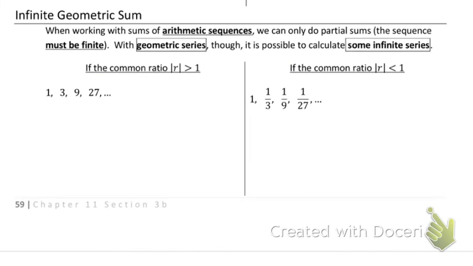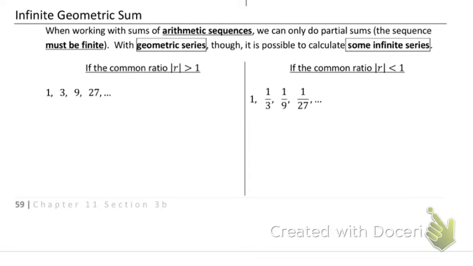Infinite geometric sum. Let's go back to arithmetic. If you have an arithmetic infinite series, you cannot come up with the sum. So arithmetic is either finite, you can do the sum, or infinite, you cannot. That is not true for geometric. There is one type of geometric you can find the sum of. So the first thing we're going to talk about is how do I know if I can find a sum or not with an infinite geometric series.